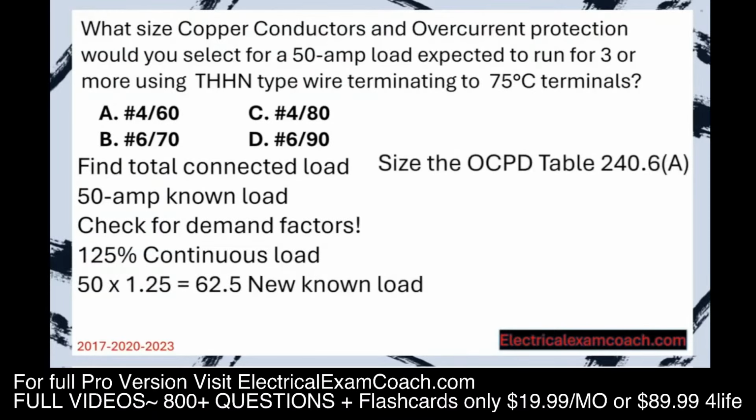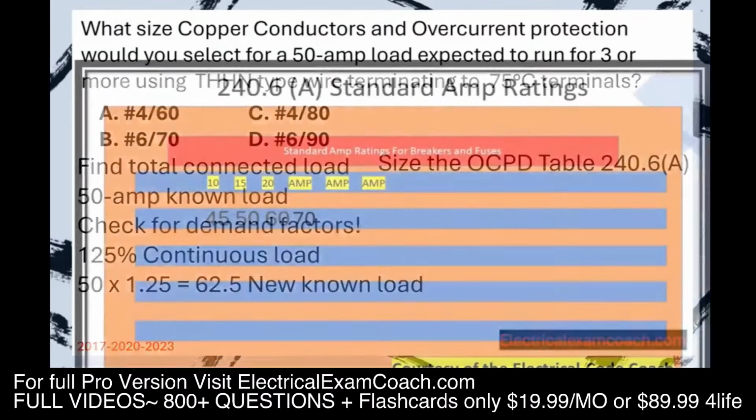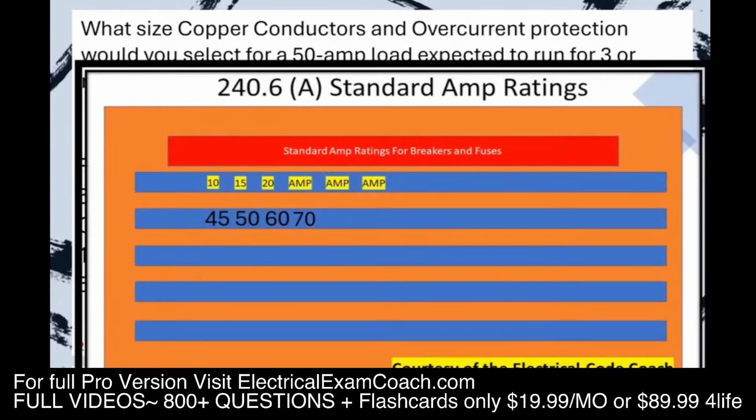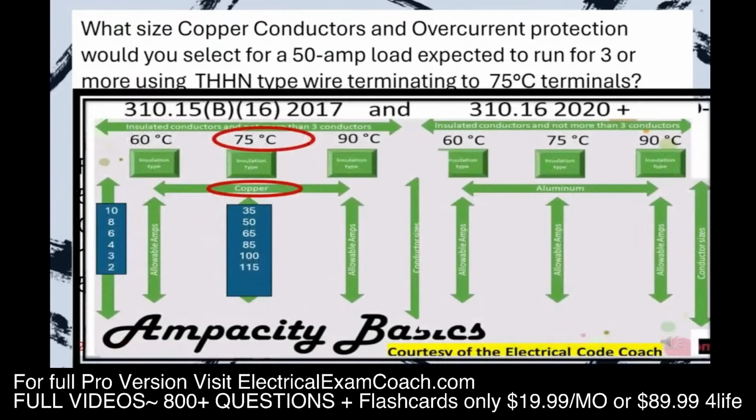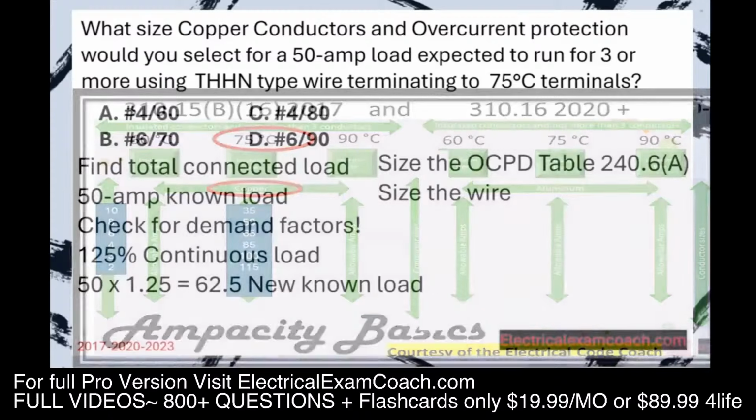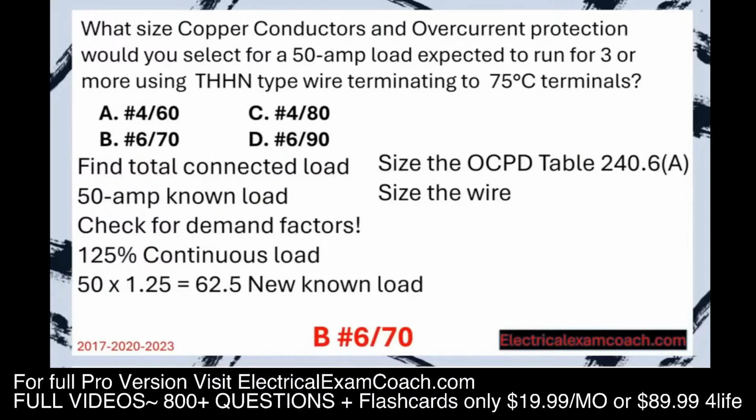Now we can size our overcurrent protective device. We head to our table, we choose the next standard size, which in this case is going to be a 70. Now let's size our wire. Heading to our primary ampacity table, we're going to be on the copper side of the table in the 75°C column, and we find a wire that meets or exceeds the known load. When we do, we find that it needs to be a 6-gauge wire on a 70 amp breaker.